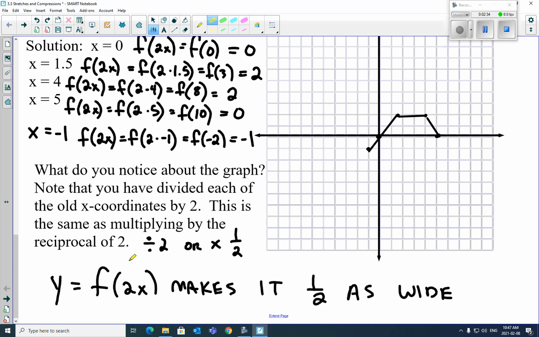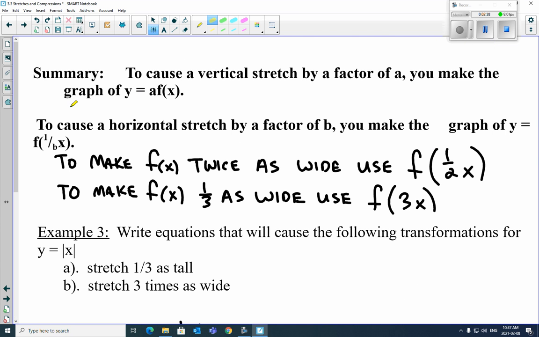Okay, so let's look at the second page here and look at this one here. So to cause a vertical stretch, it's easy. It's just outside. So a of f of x, right? So if it was a 5, it'd be 5 times as tall. If it was 1/5, it'd be 5 times as narrow. The horizontal one is the tricky one. So to make f of x twice as wide, use f of 1/2 x. That makes it twice as wide. To make it 1/3 as wide, it's f of 3x.